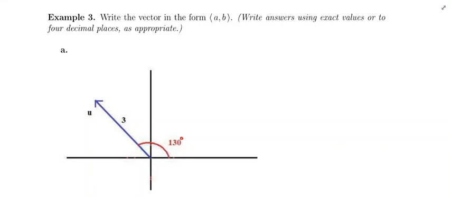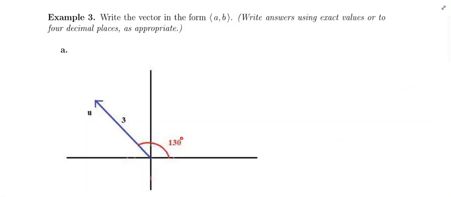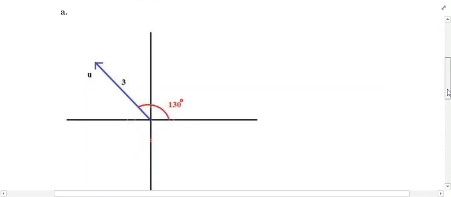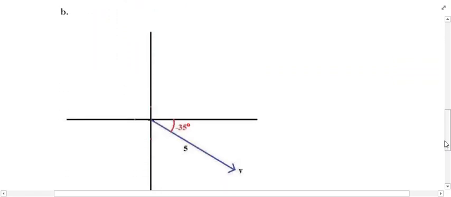Example 3. Write the vector in component form. Write answers using exact values or to 4 decimal places as appropriate. If you look at the pictures here, we have 2 of them. We have just a vector in the plane. There's no grid. You are given the direction angle and the magnitude of the vector, and that's the same for both of these.